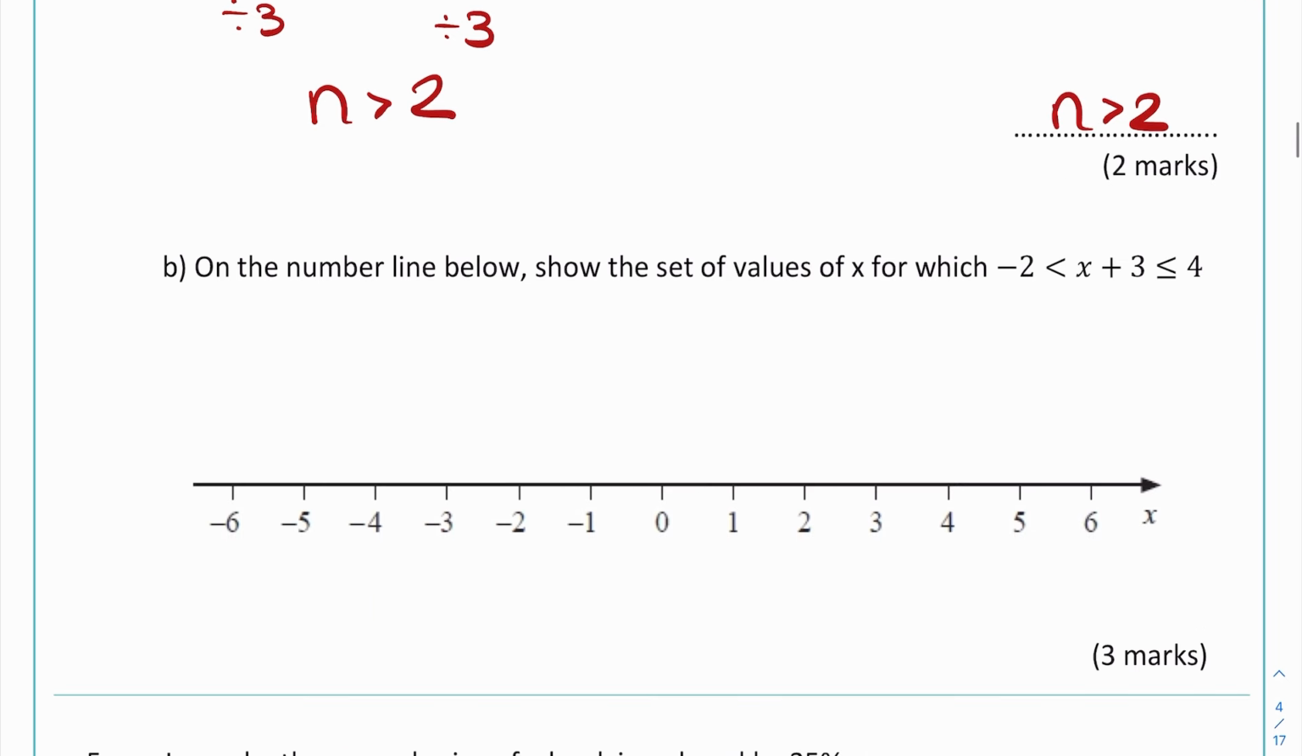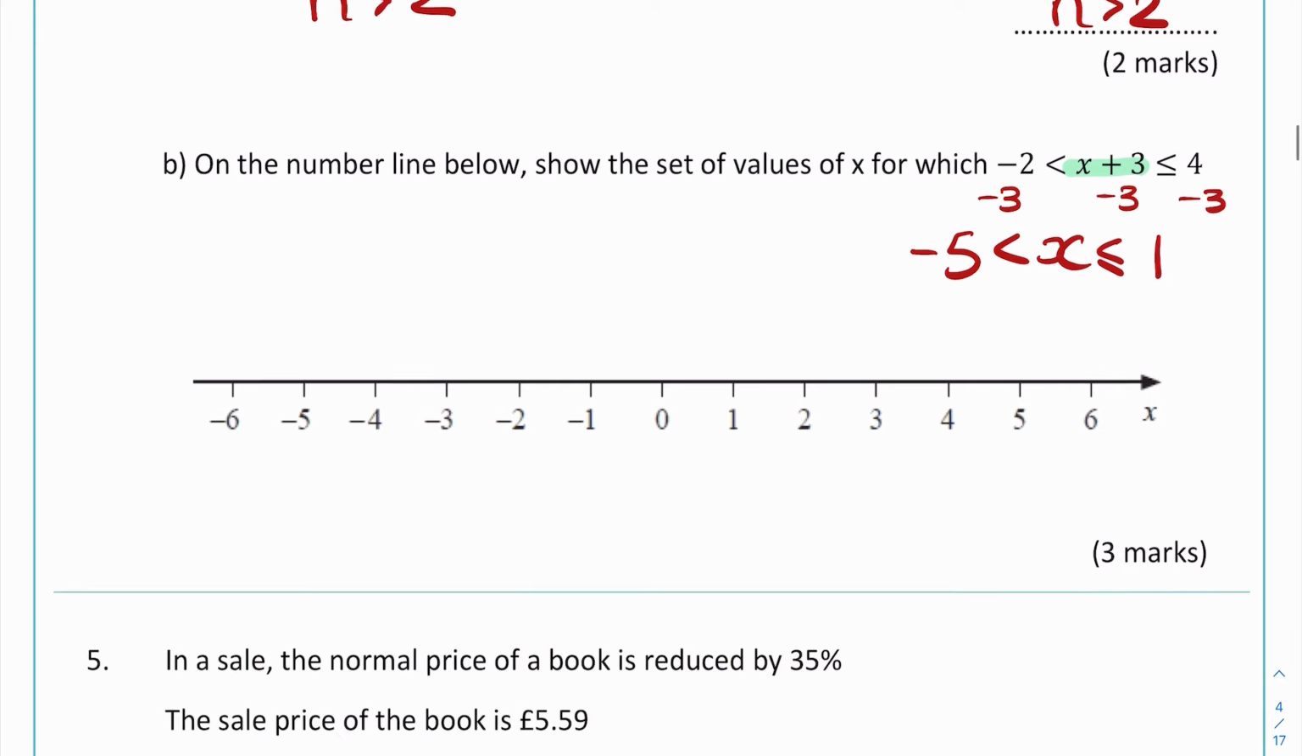For drawing this inequality on the number line, just be careful with this one, because you do have x plus 3 in the middle, and we want it just to be x in the middle. These inequality symbols will stay the same, but in order to get x in the middle, we need to take away the 3. When you have numbers both sides, that's fine, you just take away the 3 from both of those numbers. So negative 2 becomes negative 5. Positive 4 becomes positive 1. Now we can plot that on our number line.